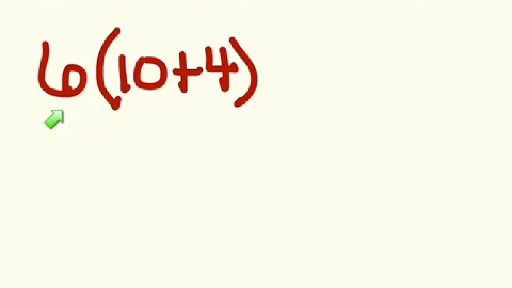Now, 6 would really like to hang out with these guys and really wants to go to the party, but he has to ask. Okay, he has to ask 10 and 4 if he can go to the party. The parentheses represent the door to the house. When you have a number next to a parentheses with no sign in between them, that means that it is multiplication. Okay, that's what that means. So, in order for 6 to be able to go to this party, he has to ask 10 and 4 if it's okay. And this is how that looks.